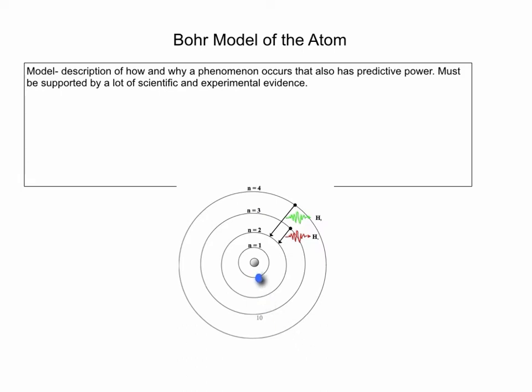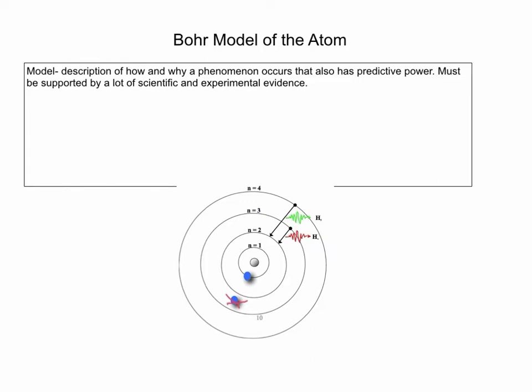Now, the important thing to know about this model is that the electrons can only exist in the specific energy levels. So this electron can exist in energy level 1, 2, 3, or 4, but it is impossible for this electron to exist in between. So you'll never find the electron in between energy level 1 and 2, or between 2 and 3, or between 3 and 4. It can only be in a specific energy level.